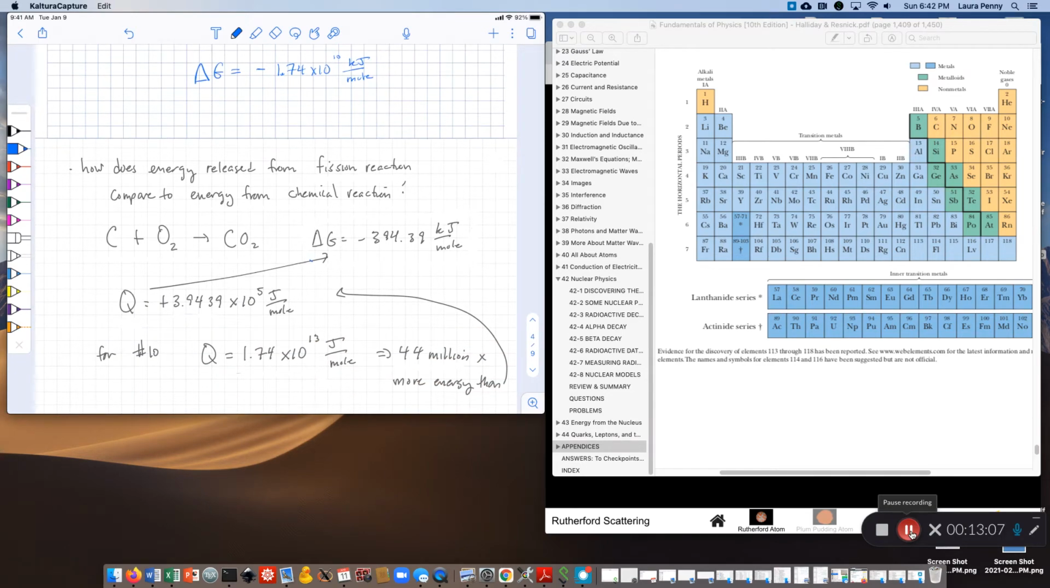So this is the burning of carbon, right? This is your typical carbon burning. You take carbon and oxygen and you combine it and you get CO2. The Gibbs free energy, which for our non-chemistry majors is essentially the energy that comes out of a reaction, is 394.39 kilojoules per mole. For a whole mole of carbon, that's how much energy you'd get out when you combined it with oxygen.